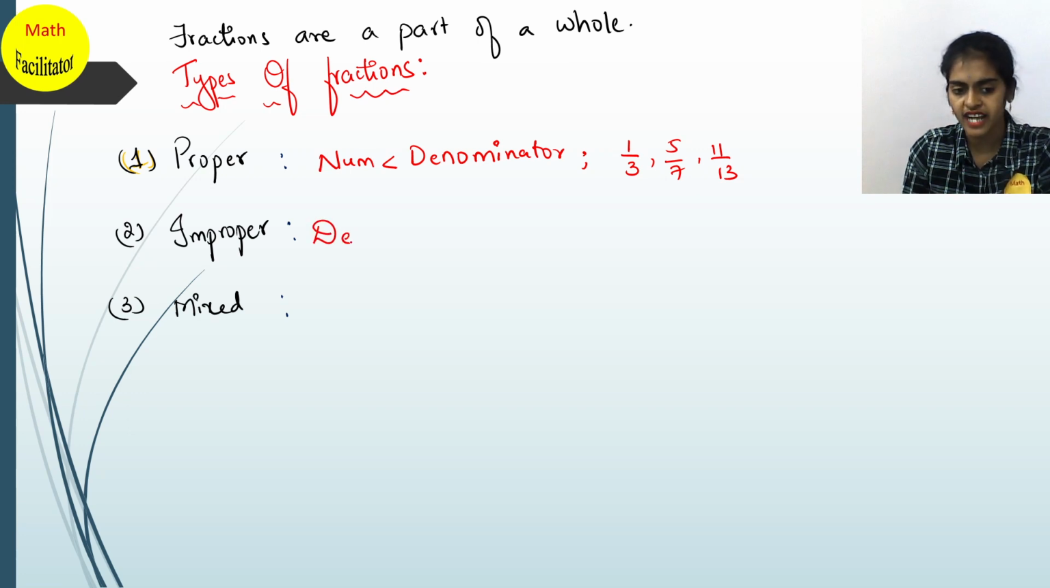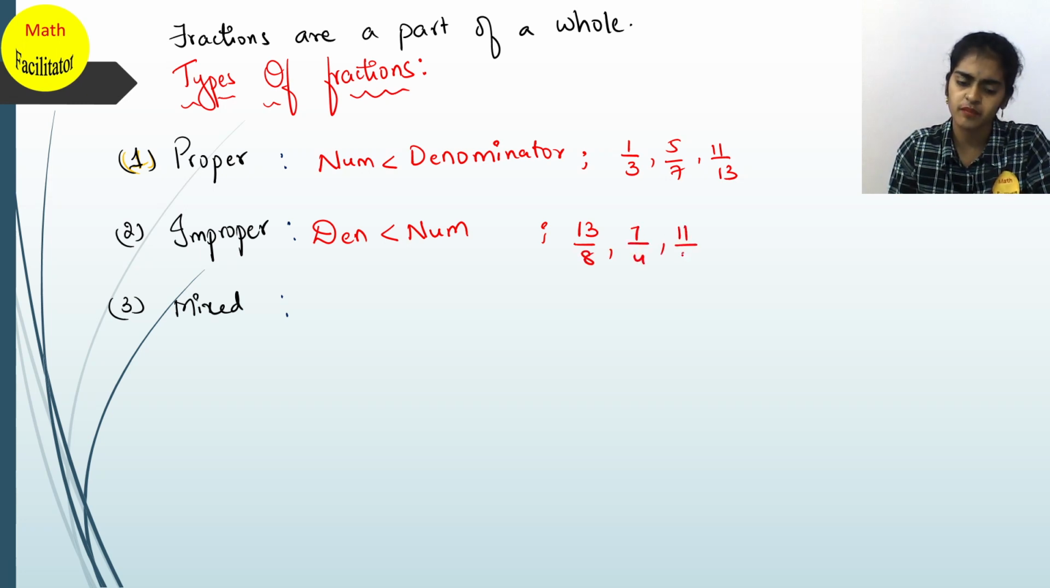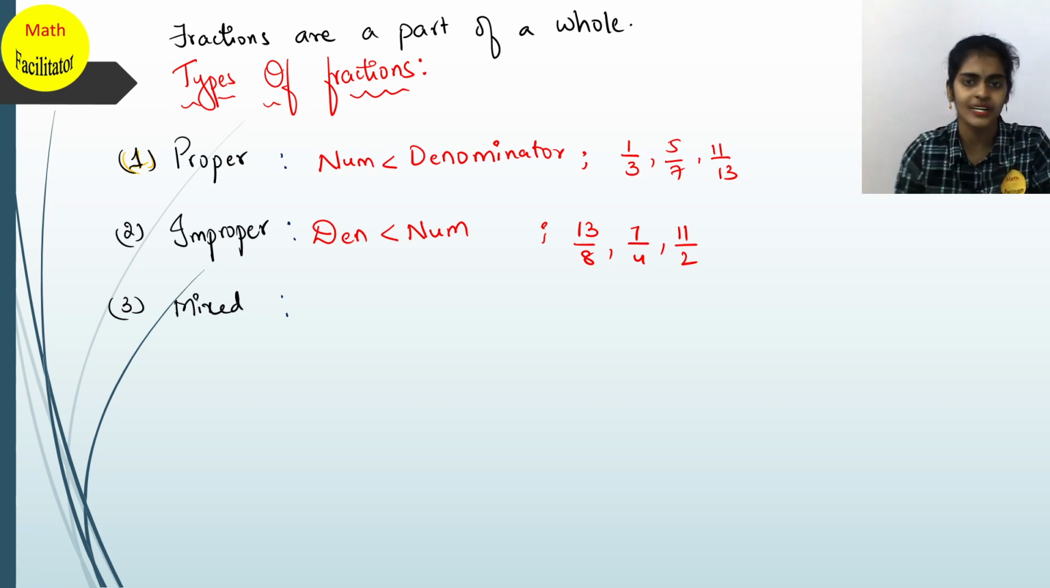In an improper fraction, it is the reverse of the proper. The denominator is less than the numerator. For example, we can take any examples like 13 by 8, 7 by 4, or 11 by 2. All these are examples of improper fractions. Give a lot more examples of improper fractions in the comment section.